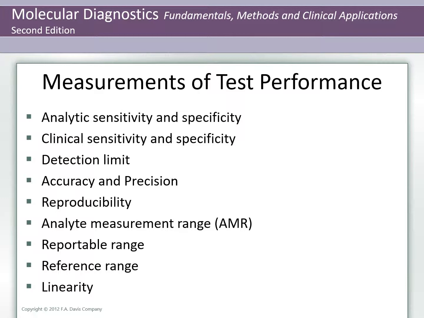Reproducibility shows that the test results are consistent by the same procedure. The AMR is the range within which a specimen may be measured directly without dilution or concentration. The reportable range is the range within which test results are considered to be valid with or without dilution. The reference range is the expected analyte frequency or levels from a population of individuals. And linearity is the quantitative correlation between test results and actual amounts of the analyte.